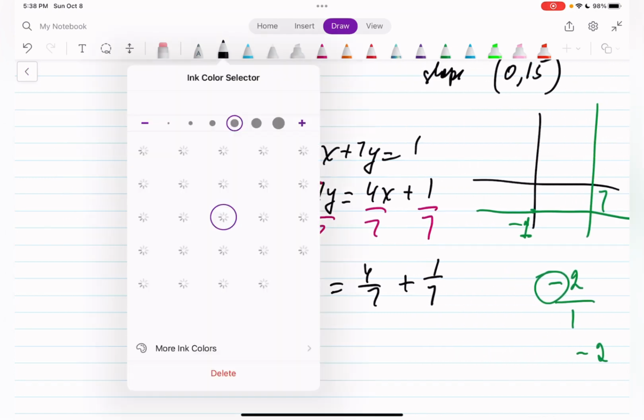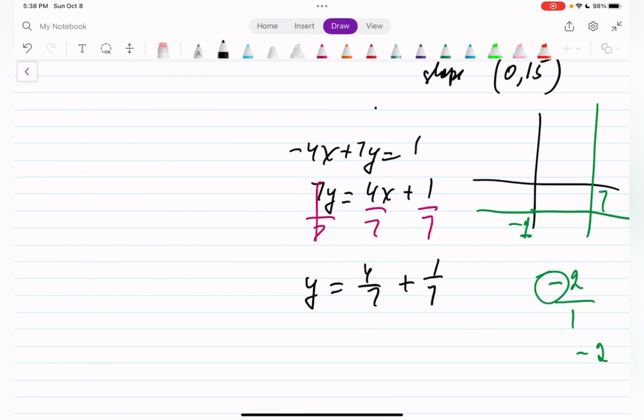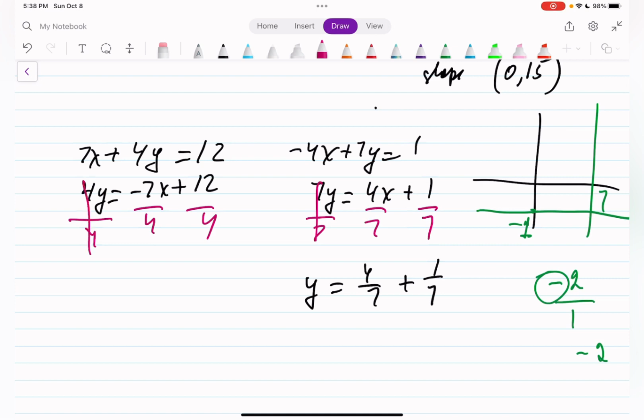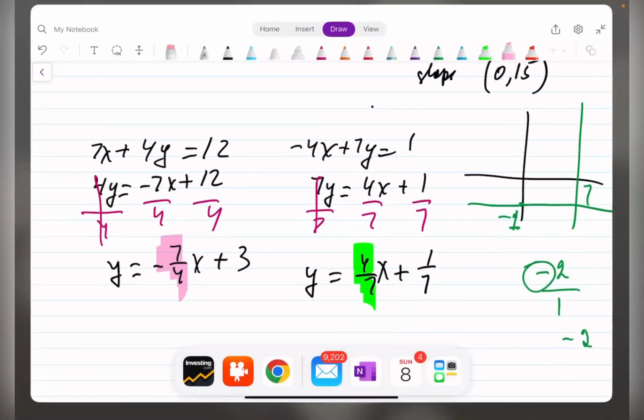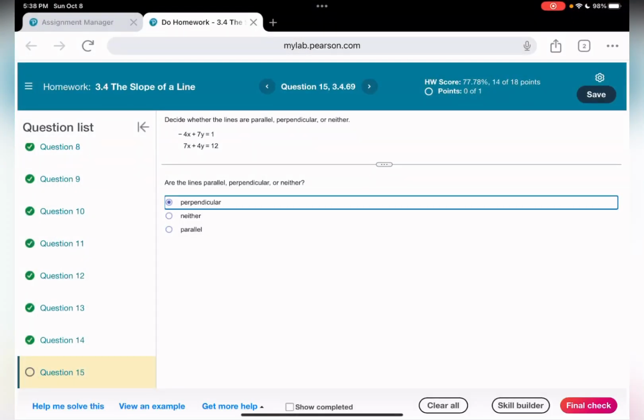Now the second one, I'm going to solve. 7x plus 4y is equal 12. Well, I can say already they don't have anything in common. We'll see. So 4y is equal negative 7x plus 12, dividing by 4. I have y is equal negative 7 over 4 x plus 3. So we have 4 over 7 x, and here we have negative 7 over 4. So they are reciprocals, which means these two graphs are perpendicular.